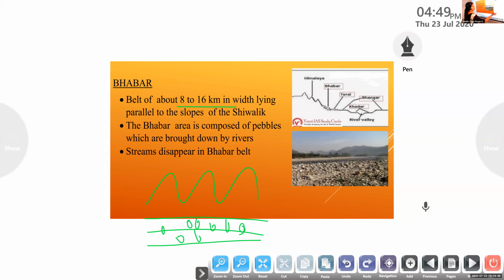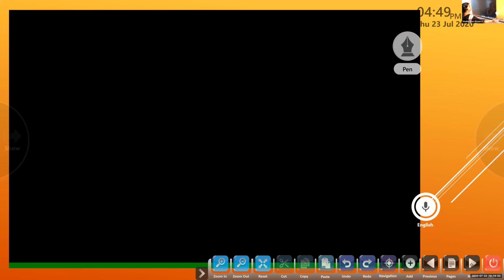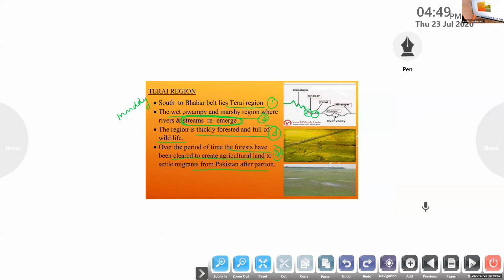Second one is Tarai region. South to Babar belt, we have Tarai region. It's a muddy land, with thick forest and full of wildlife, but over time, large areas of forest have been cleared to expand agriculture and to accommodate the migrants from Pakistan. Clear? I hope it's clear and you are thorough with it, right?